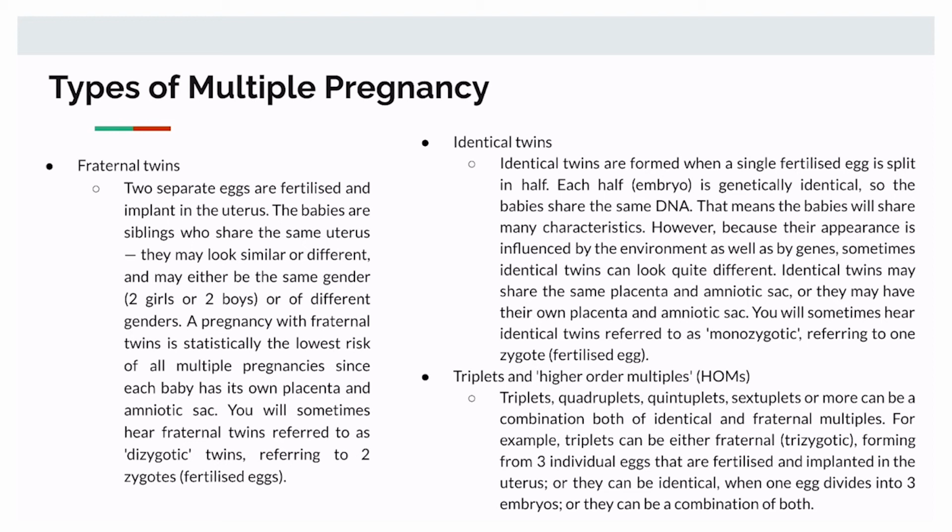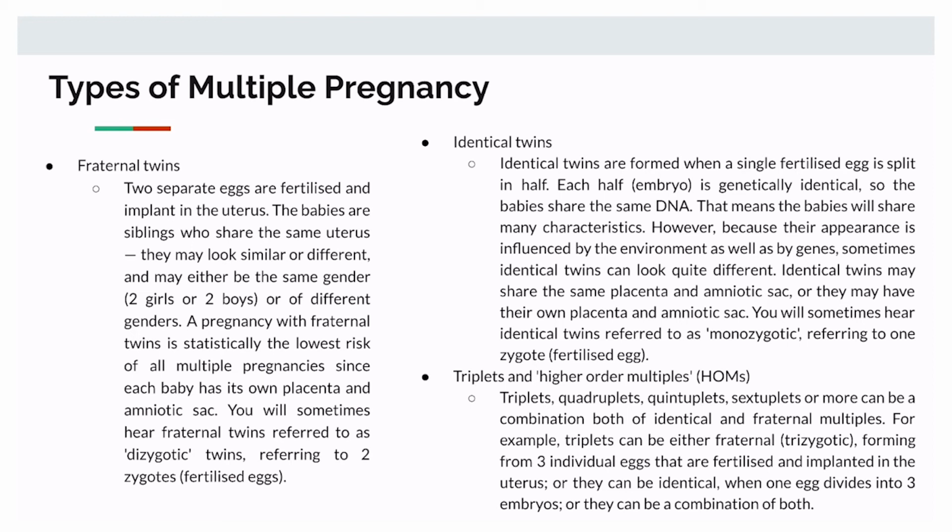Next is the identical twins. Identical twins are formed when a single fertilized egg is split in half. Each half or embryo is genetically identical, so the babies share the same DNA. That means the babies will share many characteristics.